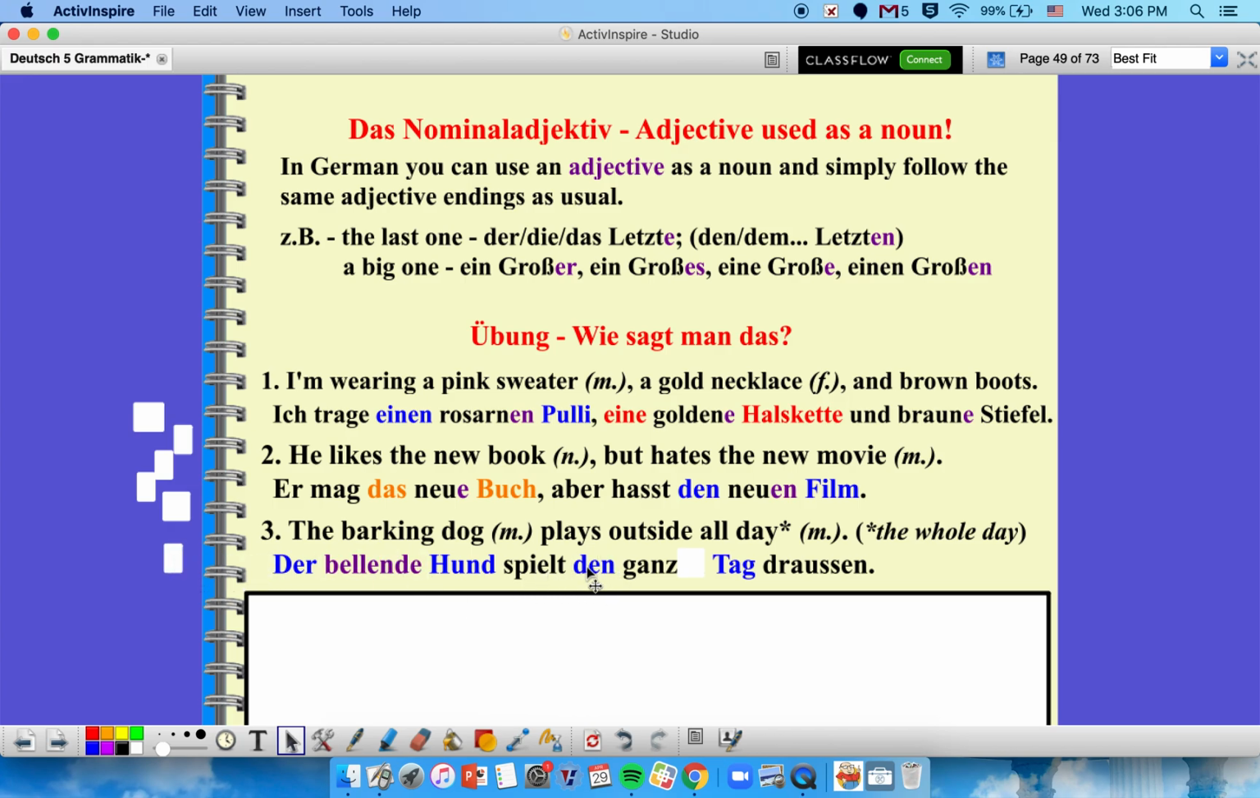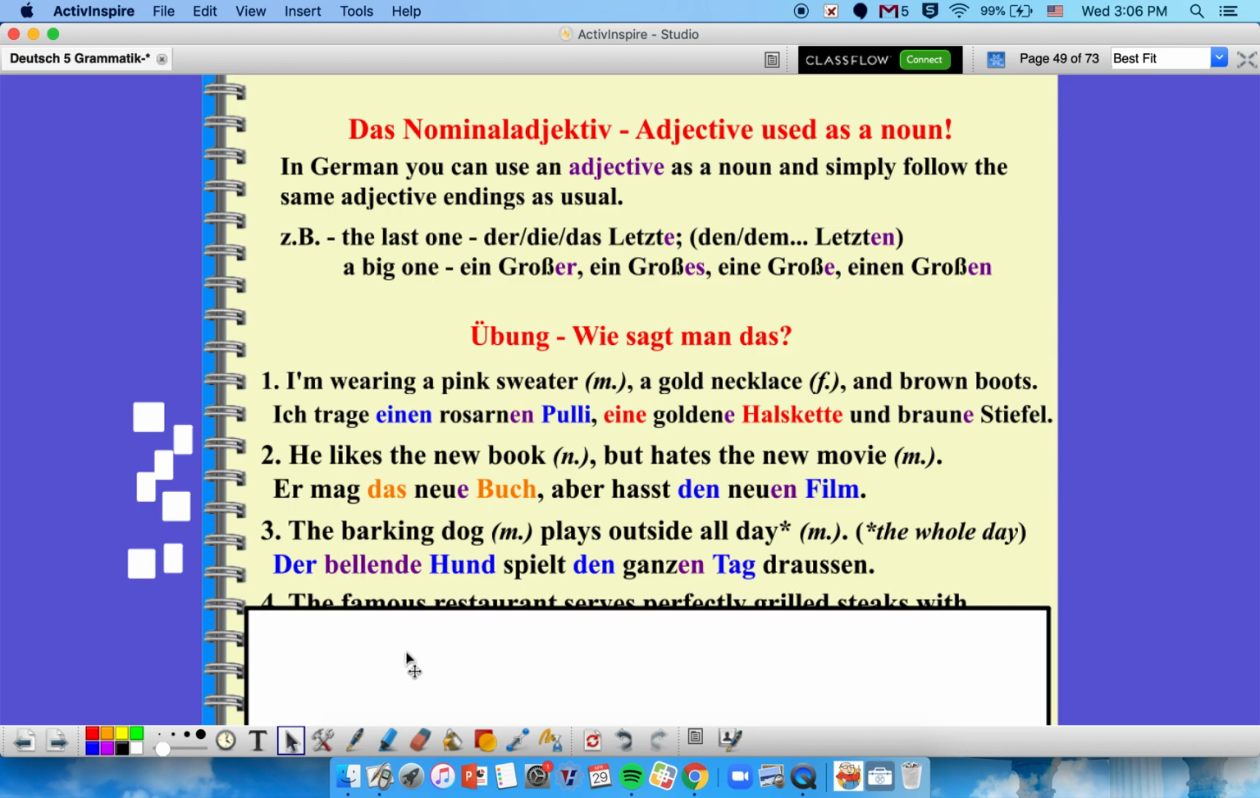Spielt den, okay, den, is it original or changed? It's changed. So, en. Den ganzen Tag draußen. And I also wanted to draw attention to the erweiterte Attribut here, your extended modifier, bellend here being barking, an ing verb.